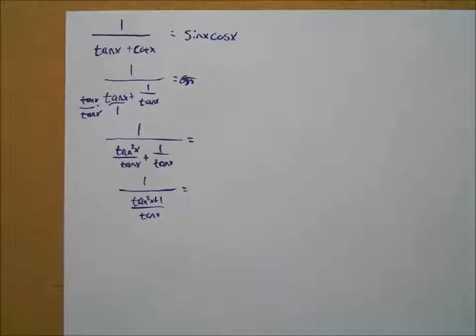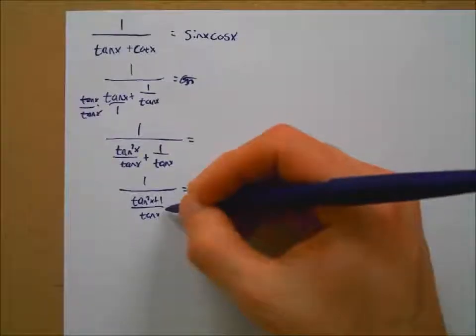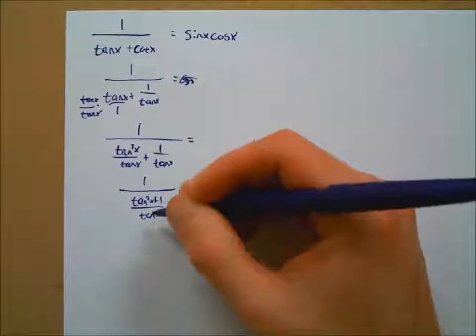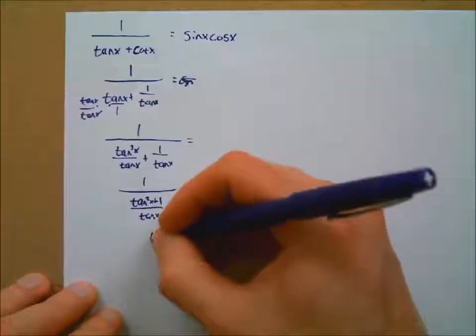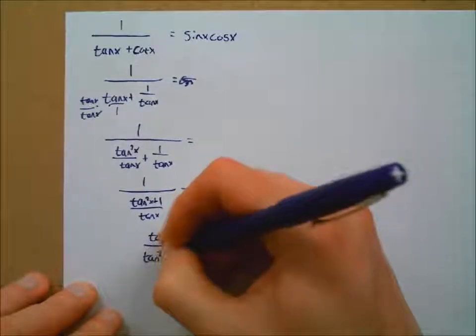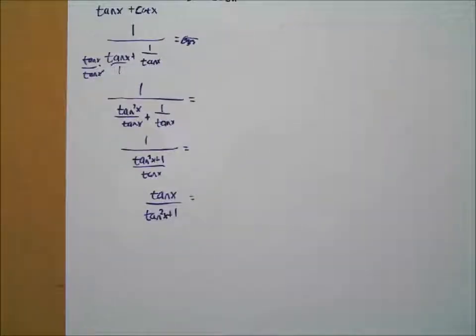And then how can we rewrite this? We have 1 over that thing. What does it become now? Yeah, instead of dividing by a fraction, we're dividing by the fraction tan squared x plus 1 over tan x. Let's multiply by the reciprocal, so it's going to end up really just being this. Tan x over tan squared x plus 1. Like so. Well, that's not too bad.